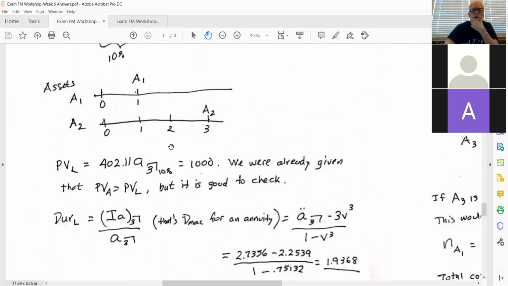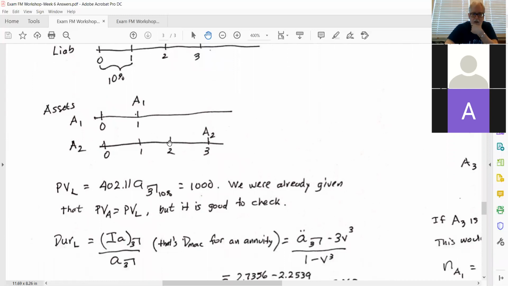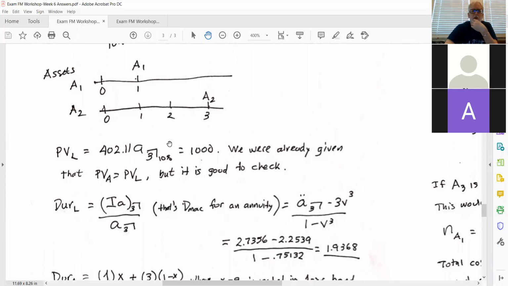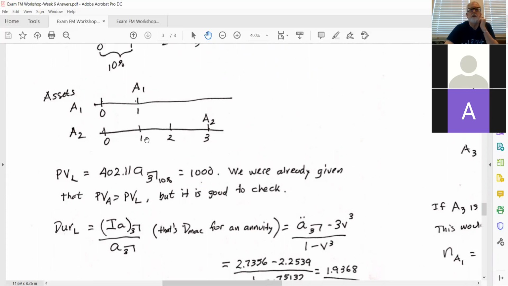Okay, so I guess this isn't an exact match. This is an immunization. So we were already told, I just checked to see the present value of the liabilities is 402.11 times a angle 3, which is 1,000, which we were already told the present value of the assets is 1,000. So I'm glad that worked out. That would have been ridiculous and a bad problem if they didn't match. If they said 1,000 was invested and the present value of the liabilities was different from 1,000, it would be a mistake in the question.